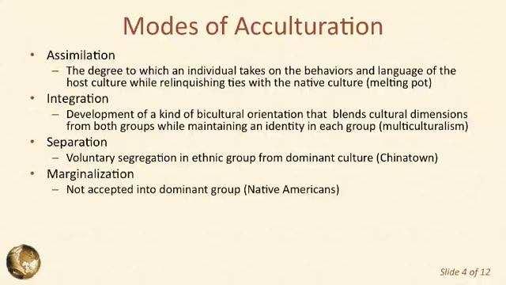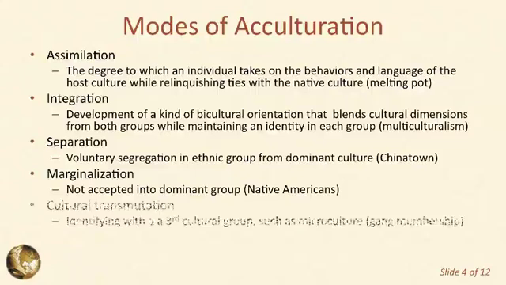And then you have separation, segregation that's not voluntary. What happened with Native Americans, for example, being put on reservations. And then you have what's called cultural transmutation by our author. This is the idea of identifying not with the dominant culture, but with a microculture. So, for example, coming into the United States and identifying with a gang would be one example of that.